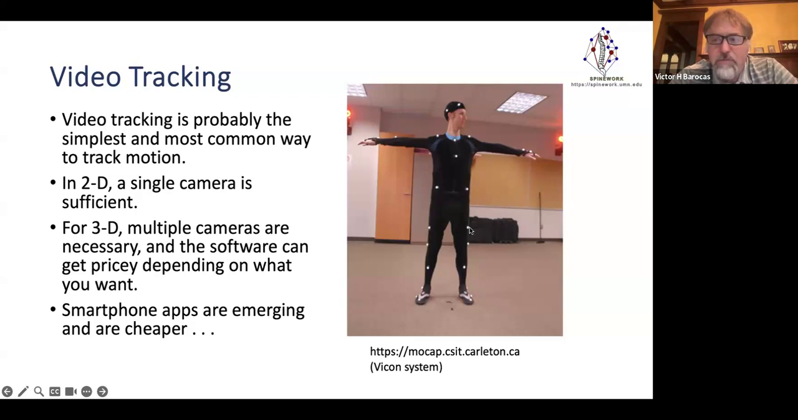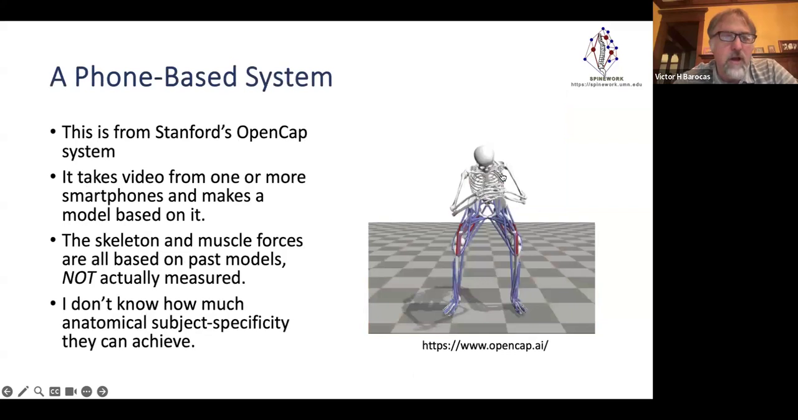I just like this picture. This is a guy with a bunch of dots on him. You take the video of it. This is for the Vicon system, and it will capture the motion, and it will track the dots as they move, and then that can tell you how the man in the suit is moving.